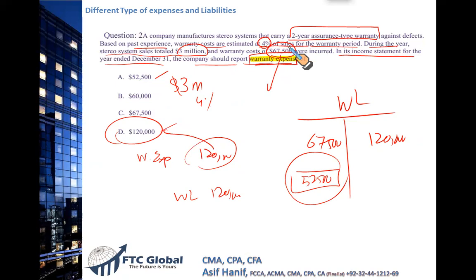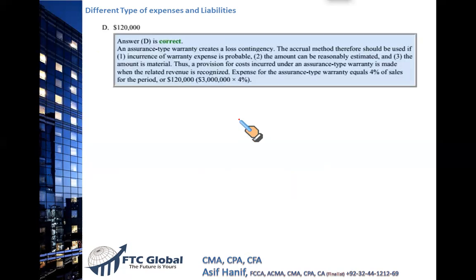This 52,500 is shown as a part of current liabilities on your balance sheet. So that gives you D to be the correct option, and D it is.